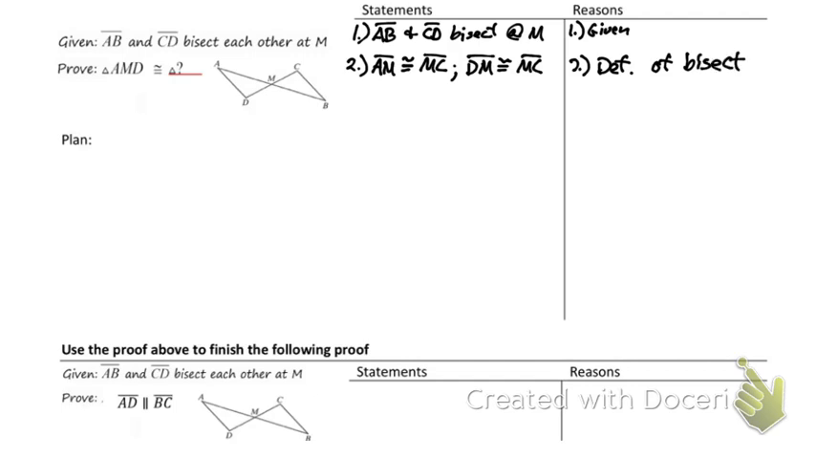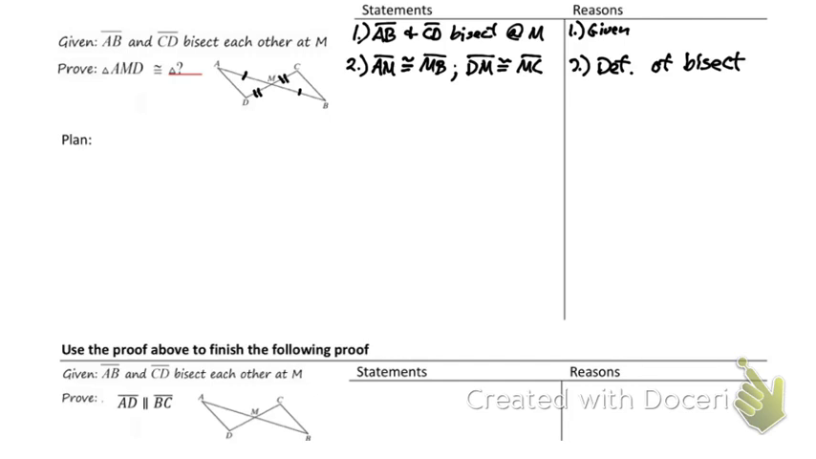Maybe AM is congruent to MB. Did I do the wrong thing? Oh, yeah, it should be MB. Yep, you're 100% correct, because I did MC twice, didn't I? MB. And then let's make sure we draw that on our thing. AM is congruent to MB. DM is congruent to MC.